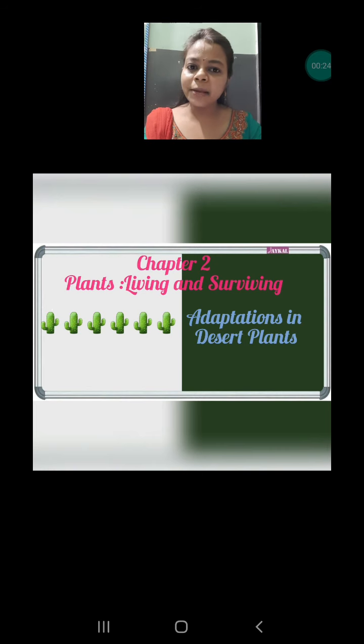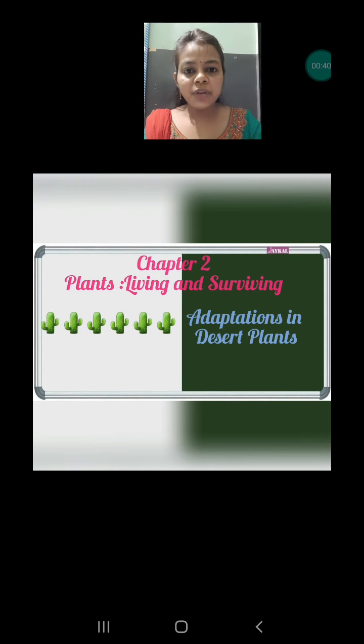Why is it called a dry place? Because there is very little water over there. The reason behind it is that it rains very rarely, and the second reason is the sandy soil.